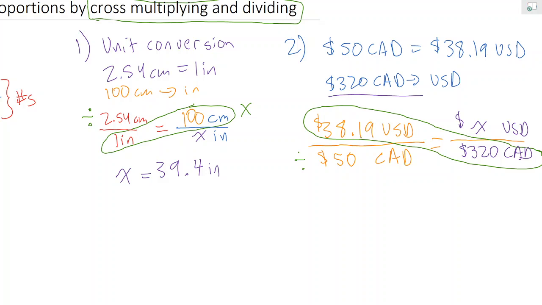And I've already done this before the video, of course. And it works out to 244.416. Now, it doesn't say in this question, but since it's money, we should pretty much always round money to the nearest penny. So this 6 is going to make it $244.42 US.